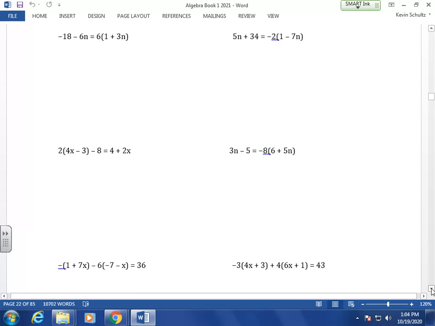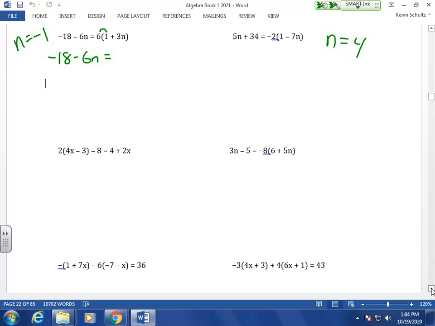All right, that top left one, n is equal to -1. And the second one in this row, n is equal to 4. Anybody want to talk about those? Yes, both of them. All right. So in that first one there, -18 minus 6n, and so on. We're not going to touch the left side of the equation yet because we're not ready to move anything over. Our first order of business is to get rid of those parentheses. And we do that by distributing the 6 into the 1 and to the 3n.